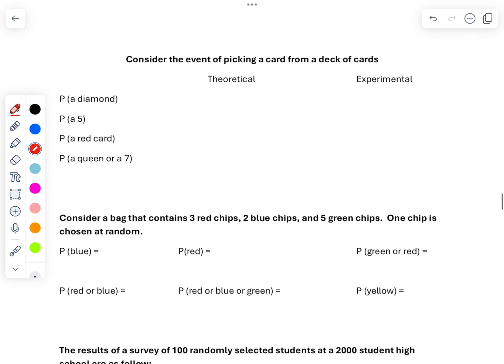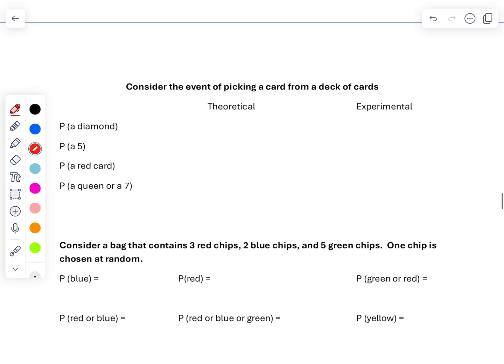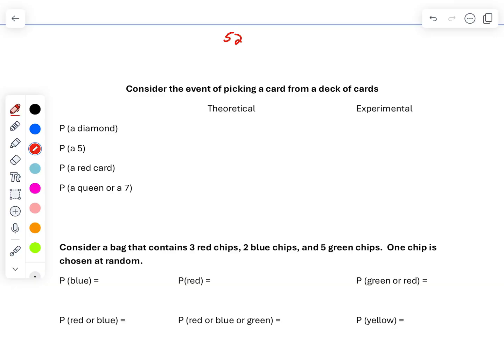Then we consider the event of picking a card from a deck of cards. So hopefully you know about a deck of cards. There are 52 total cards in a deck of cards. And then you have your aces, your 2 through 10s, your jack, queen, and king. And then you have 4 different suits, your hearts, diamonds, clubs, and spades. There's 13 of each of those.